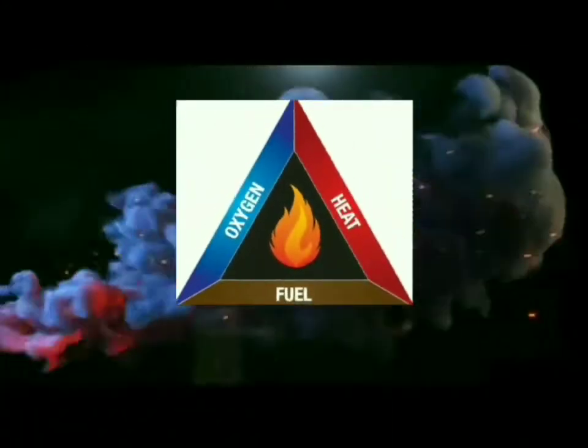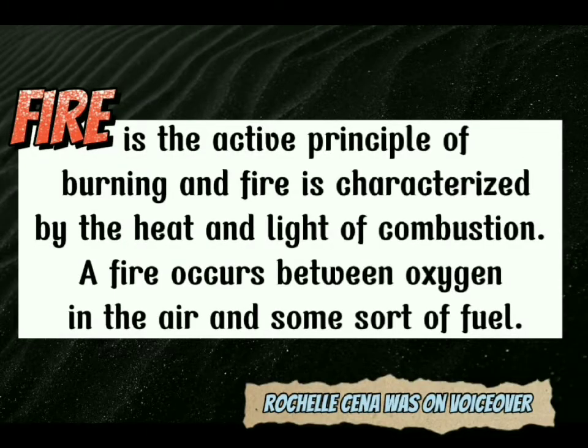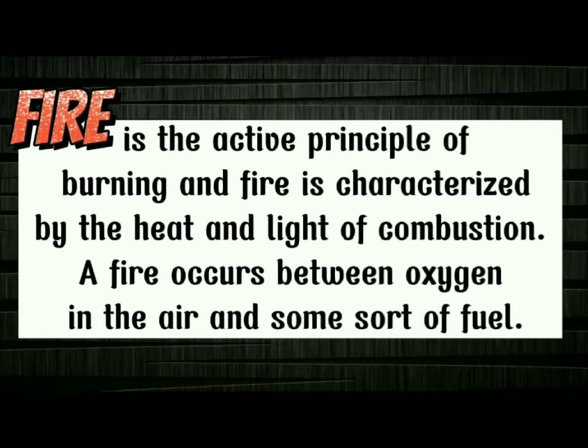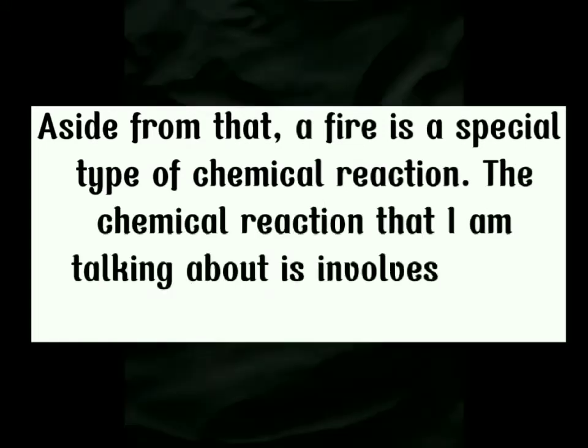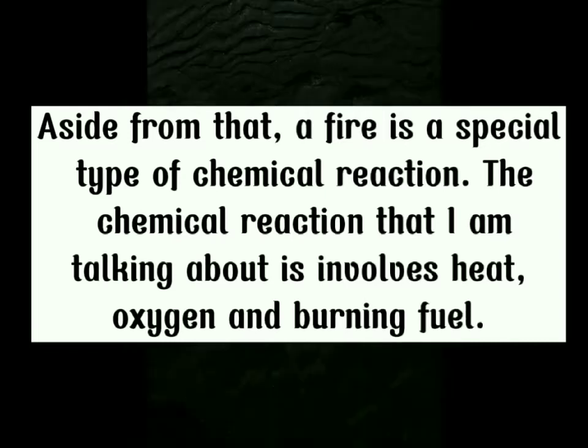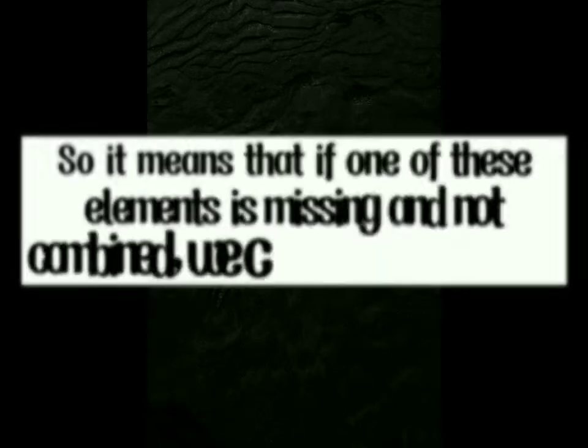So before we begin discussing the difference between a fire triangle and a fire tetrahedron, let me first define what is fire. Fire is the active principle of burning, characterized by the heat and light of combustion. A fire occurs between oxygen in the air and some sort of fuel. A fire is a special type of chemical reaction involving heat, oxygen, and burning fuels. So if one of these elements is missing and not combined, we cannot produce fire.